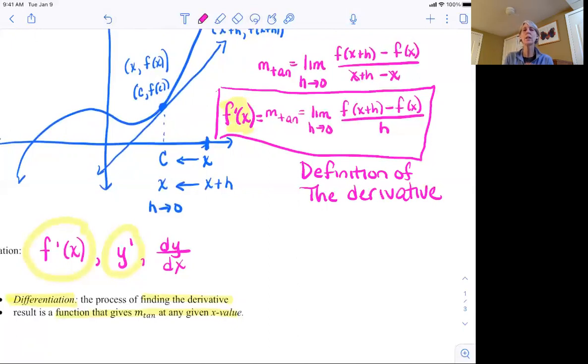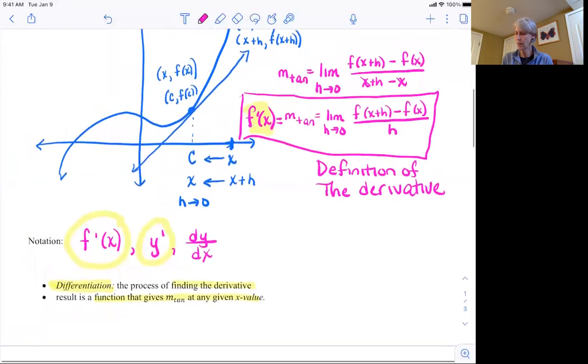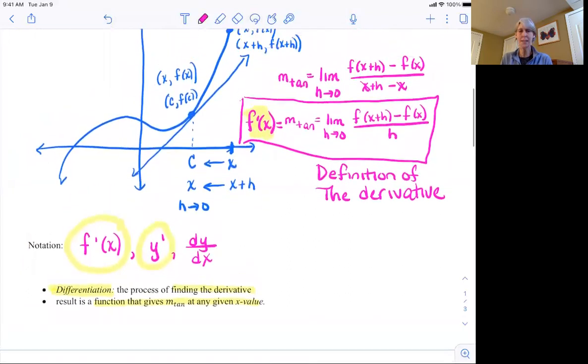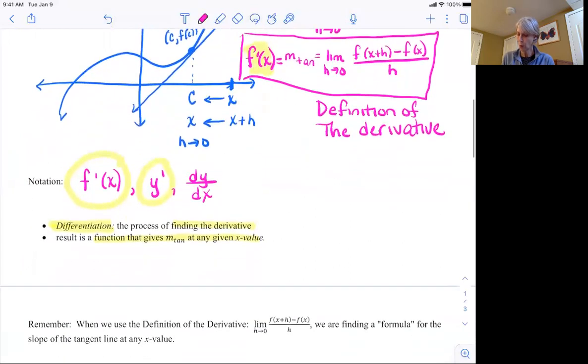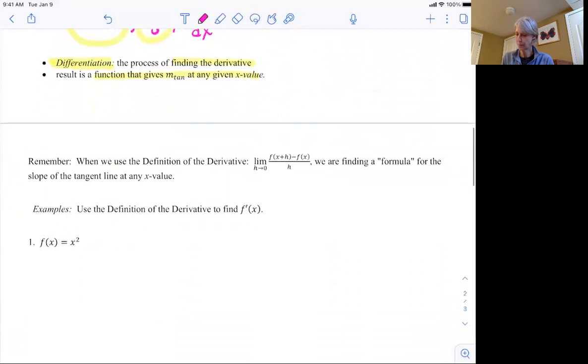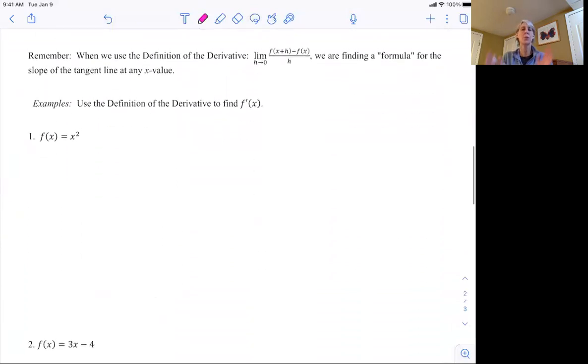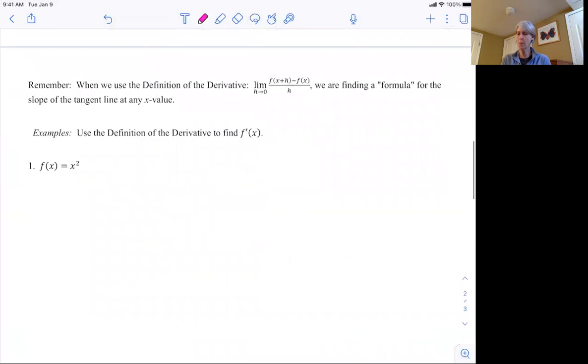Some people call it the limit process to finding the derivative. So, just be aware of little quirky things that happen when we're moving through this class. Right. So we have it on the page with our examples. Remember, when we use the definition of the derivative, the limit as h approaches 0 of f of x plus h minus f of x, we're finding a formula for the slope of the tangent line at any x value.